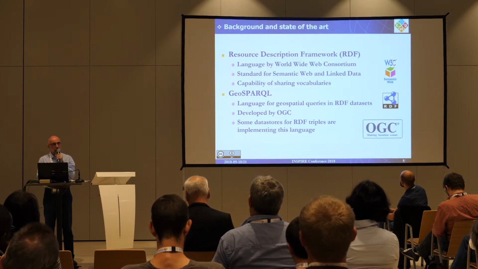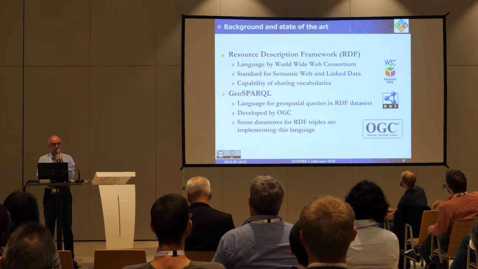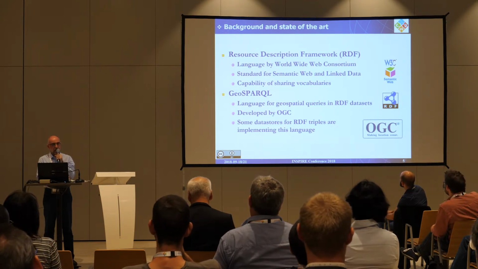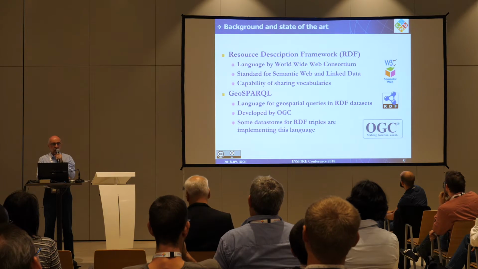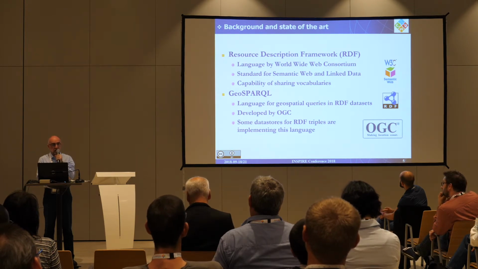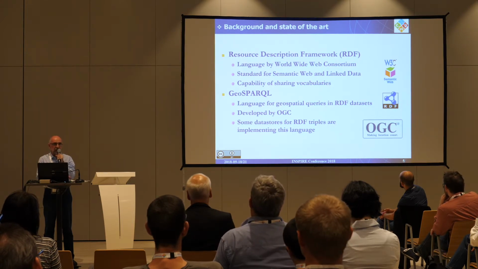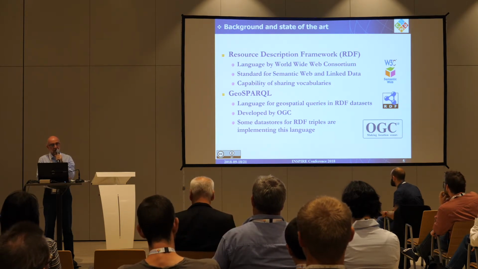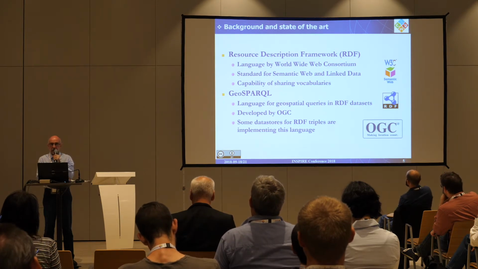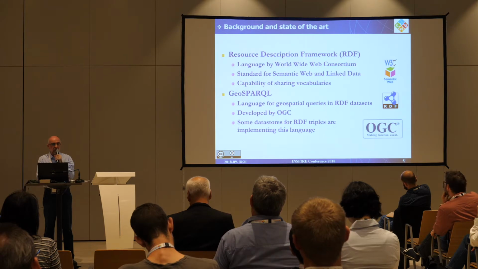We have RDF as a main point of interest, Resource Description Framework, which is a language defined by the World Wide Web Consortium, a very well-established standard. It's a very used standard for semantic web and linked data, and has the capability of sharing vocabularies between different knowledge domains. Also, we have GeoSPARQL, a language for geospatial queries in RDF datasets, developed by OGC. Some data stores for RDF triples are implementing this language.